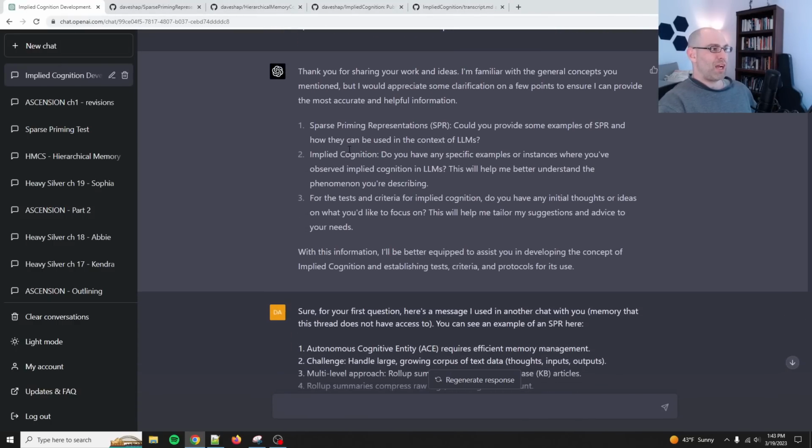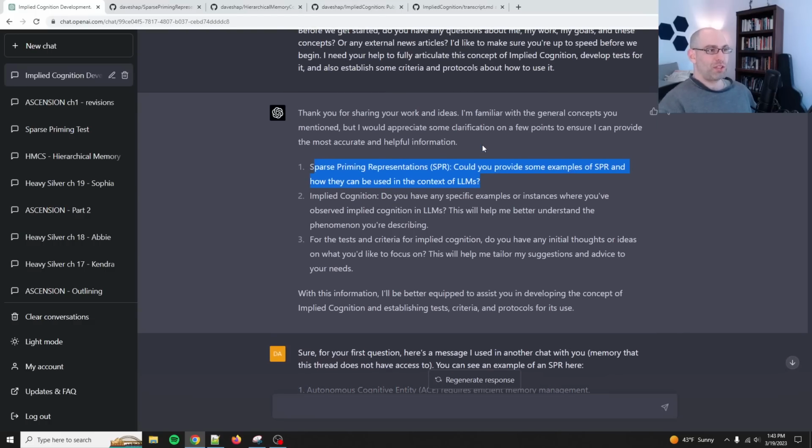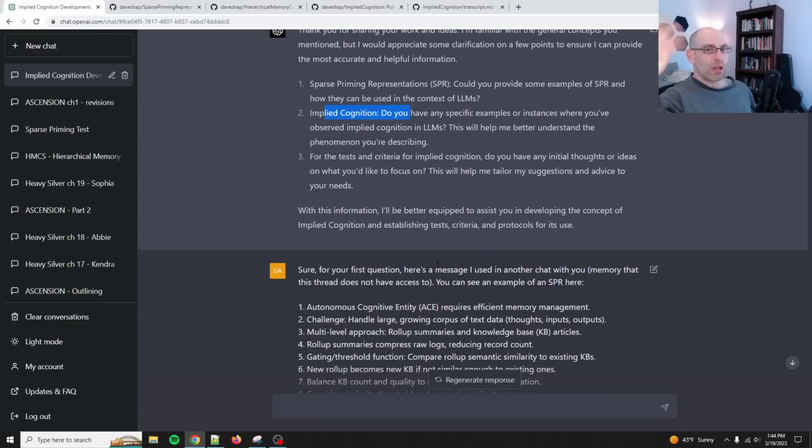So I talked about theory of mind. I asked, do you have any questions about what we're talking about? And it asked for clarification on sparse priming representations, implied cognition. So that was already evidence of implied cognition because it was aware of what it didn't know. It was able to say, I'm actually not sure what you're talking about. And so by virtue of ChatGPT recognizing novel information, that implies some kind of cognition. And I don't mean cognition like human cognition, and that's why I have this labeled implied cognition. Or you could even call it a facsimile of cognition.